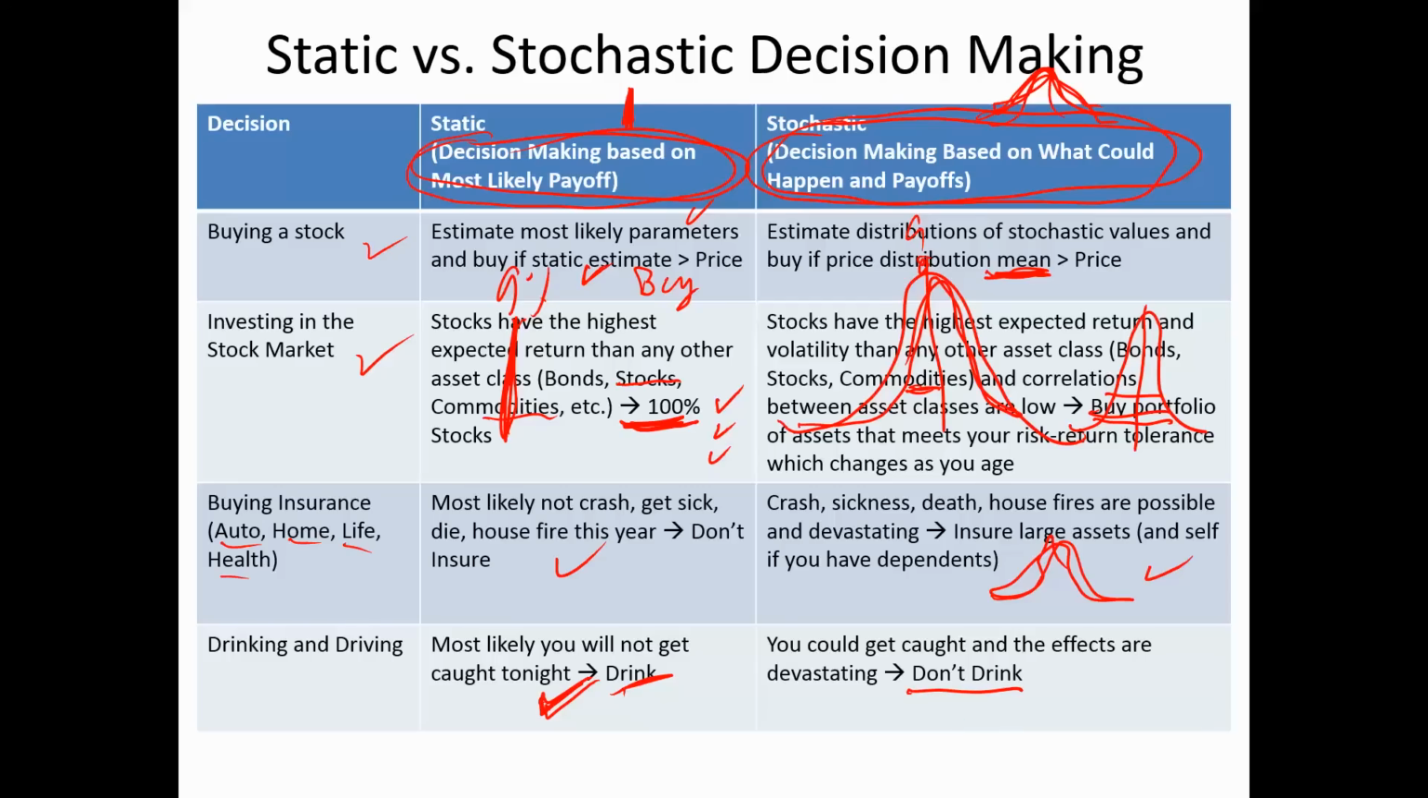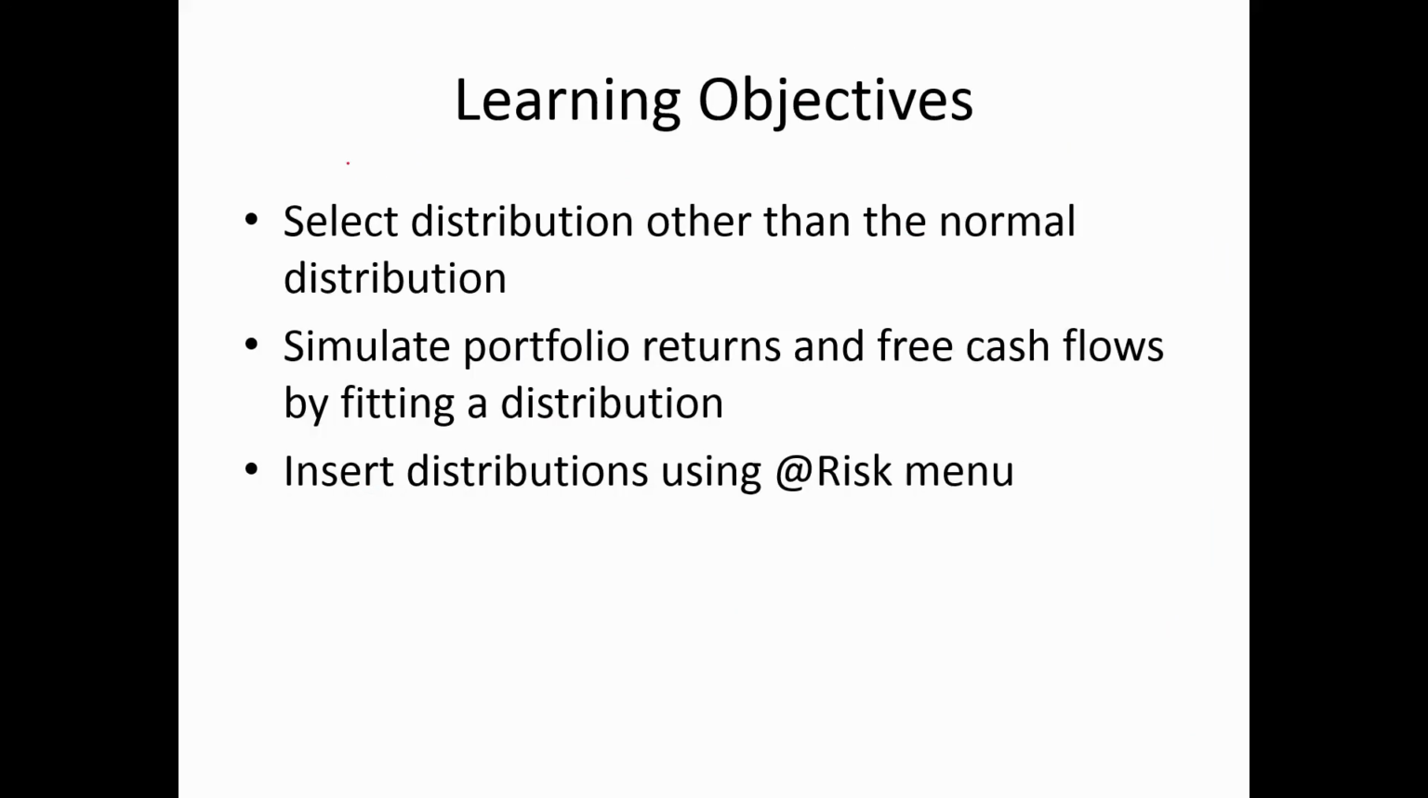So things we take for granted using stochastic analysis, what could happen, to make decisions, we don't seem to use in financial markets. So in this topic, we selected distributions other than the normal distribution and modeled portfolio returns and free cash flows. We also used distribution fitting, and we inserted distributions a little bit different way using Excel's distribution function instead of just typing risk normal.